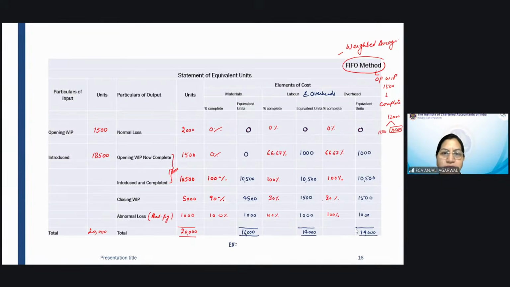Once again, we have a chat window. Abnormal loss, can we take it as a percentage of closing WIP or always 100%? Abnormal loss is to be taken as 100%. But if a percentage is specifically given, for scrap units, it will not say abnormal loss, it will say scrap units were 60% complete as far as material is concerned, 30% complete as far as labor is concerned, and 20% complete as far as overheads is concerned, then you will take it in that percentage only.